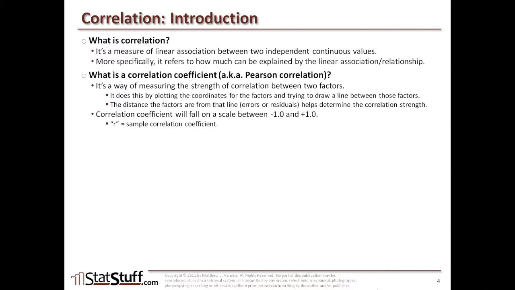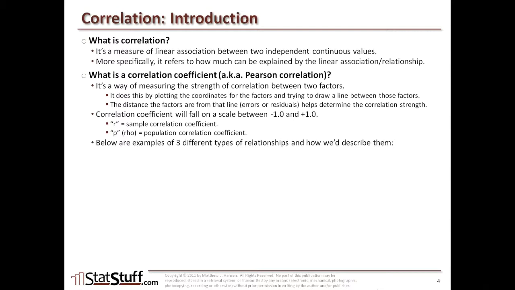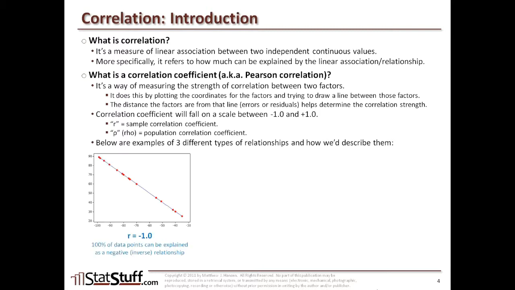Now R is what we refer to as the sample correlation coefficient. And the Greek letter that looks like a P, that's actually called rho, that is referring to the population correlation coefficient. So let's look at a few examples of how we can compare the extreme differences between the type of results you might see as a correlation coefficient.